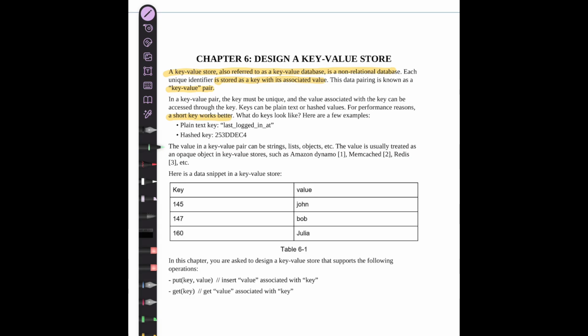So, a key value store is basically a non-relational database. What exactly it means is that corresponding to each key, you have got a value there. And this data pairing, that for each key you got a value, is known as a key value pair, okay? So one might ask, what does a key look like? When I say key, it is not a lock wala key, obviously. So here the key can be either a string value or a hashed value.